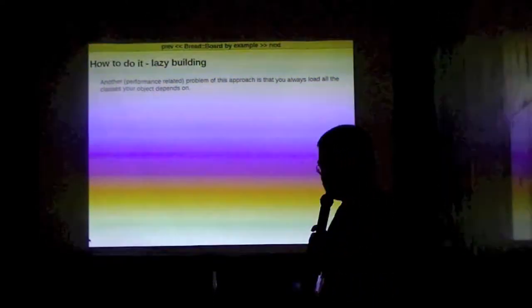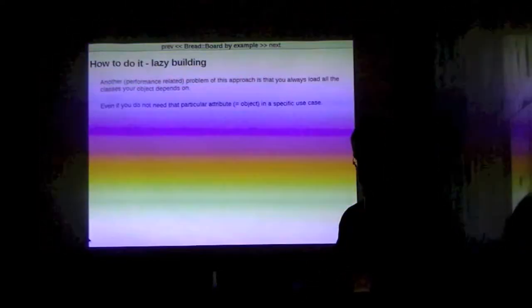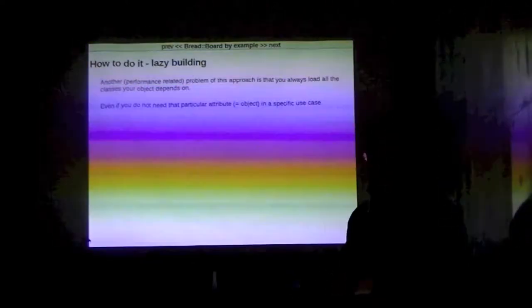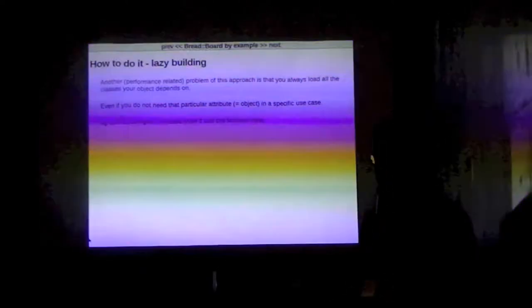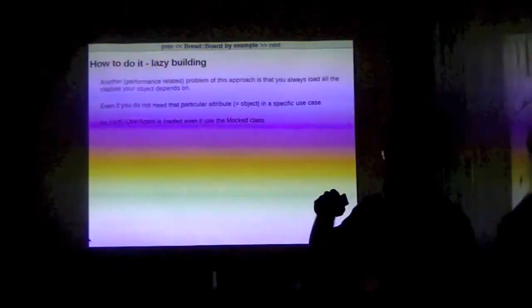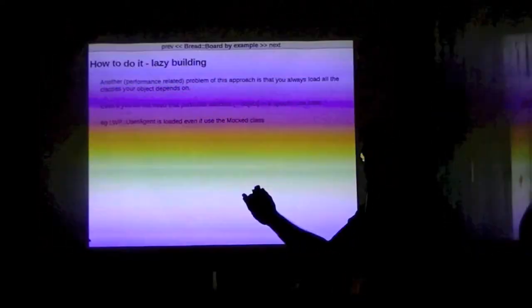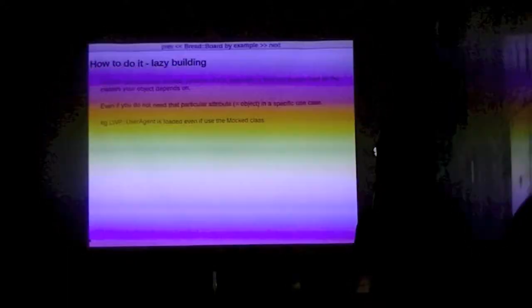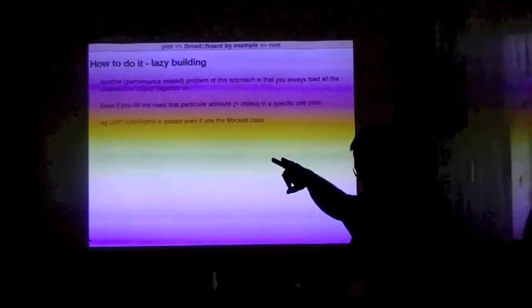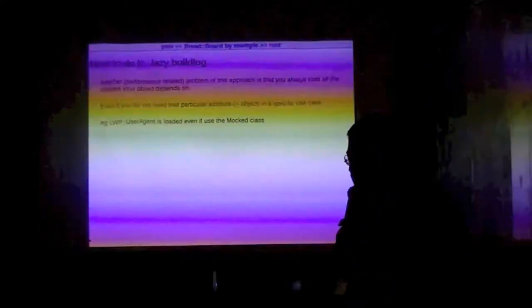And another performance-related problem of this approach is that you always load all of the dependencies and all of the classes. So, for example, even if you do not use a particular attribute in one use case, you still need to load it. For example, in this mock example I showed you earlier, use LWP user agent. So if you compile the module, it still gets loaded and adds to the memory footprint of your script, even if you don't need it. And messing around with conditional loading of modules, I mean, you could do it, but it's getting easier thanks to Class::Load.